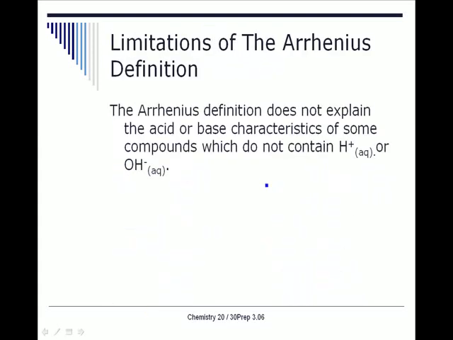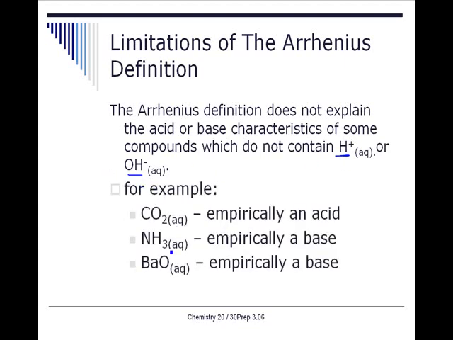Now it turns out that there are some acids and bases that can't be explained by this definition. These are acids that don't actually contain any hydrogen ions in them, or bases that don't contain any hydroxides. And some common examples are the three listed here. Carbon dioxide, we know empirically, is an acid. If you dissolve carbon dioxide in water, that solution has a pH less than 7. This is the acid of soft drinks. So this is in soda. We know it's an acid, but we can't explain it with the definition that we have.